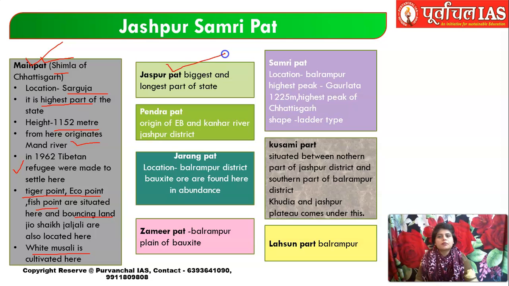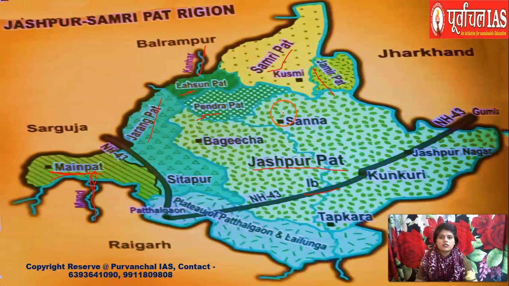We have Jashpur Pat. I told you Jashpur Pat is the biggest and the longest Pat of the state. So this is the biggest Pat. Then we have Pendra Pat, and this is the origin of these two, Ib and Kanhar rivers, in the Jashpur district. We have this Pendra Pat, you can see this one, and from here only originates this Ib river and this Kanhar river. So this drains the area of this Jashpur Samri Pat.